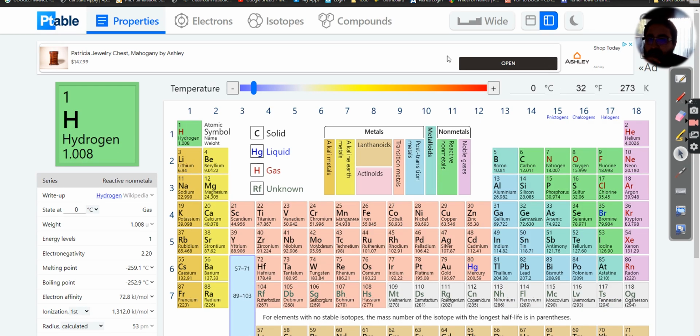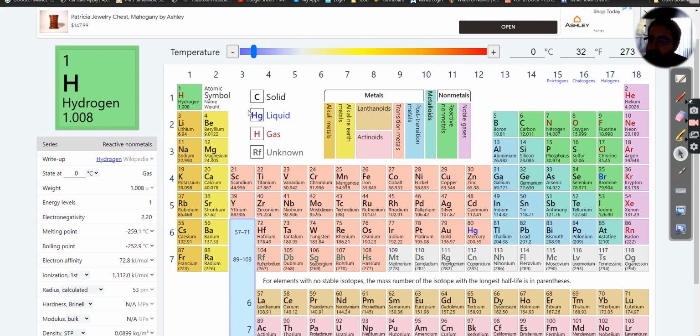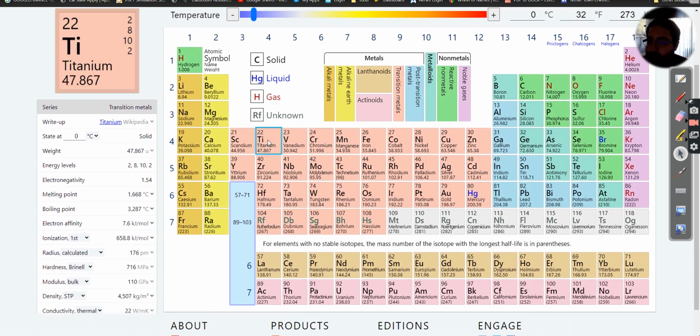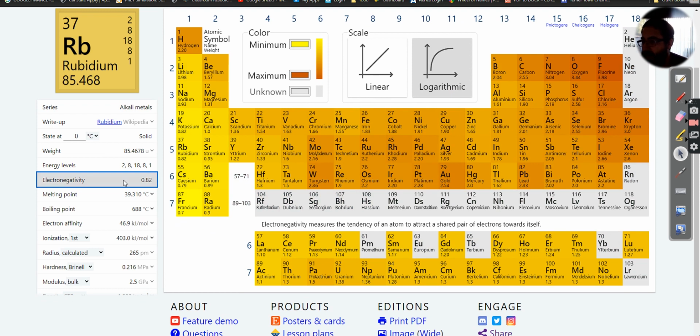ptable.com, best website in the whole wide world. At ptable, there's this really cool thing you can do with this website. It shows you this entire periodic table, and it shows you properties of these elements. So if you wanted to study a certain group, like the alkaline metals, you can see their characteristics and how they change as you go down the group, or how characteristics change as you go across. One of the main ones we want to focus on is electronegativity.